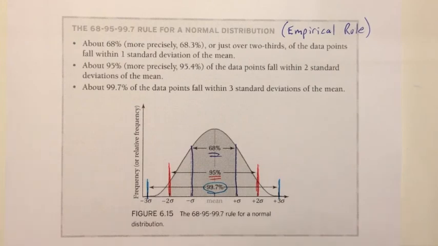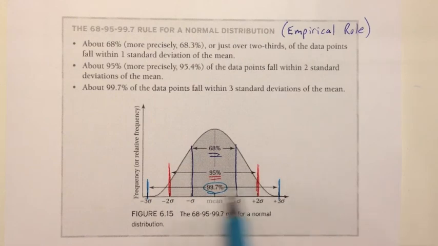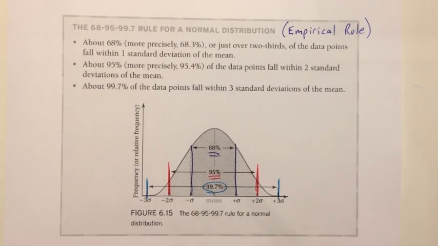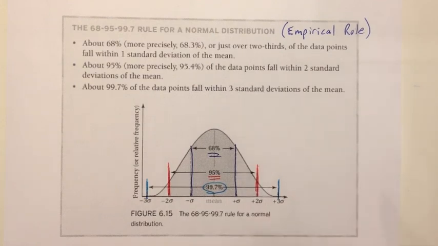And there's only 100% of the data overall, right? So by the time you go out three standard deviations in each direction, you're going to pick up almost everything. So there's a little bit that's left on the outsides. I guess if you look at 100 minus this, there's 0.3% left for the outsides, but not very much at all.